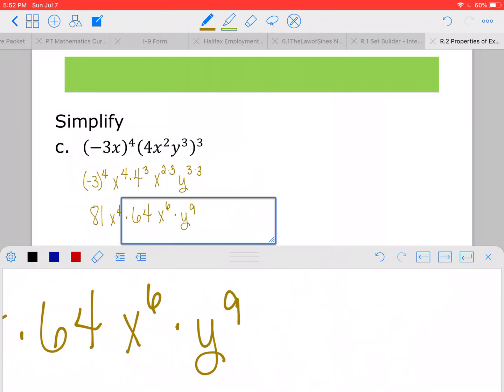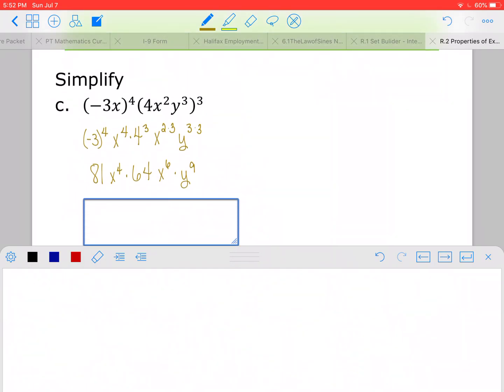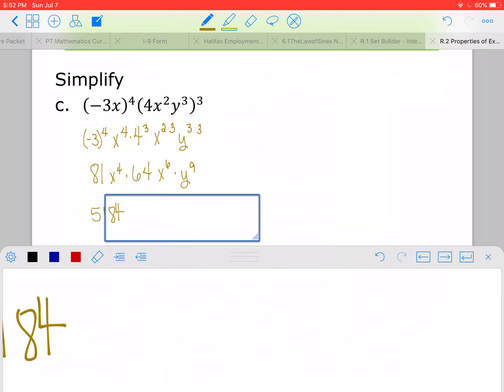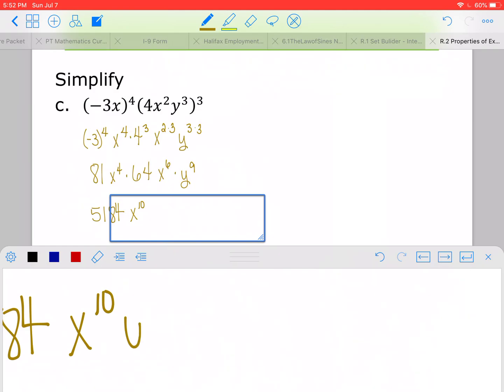Little bit more work here to be done. We need to multiply 64 and 81. That gives us 5,184. Then we've got x to the 4th and x to the 6th. So add those exponents. We've got x to the 10th and then y to the 9th. And that's as simple as it can go.